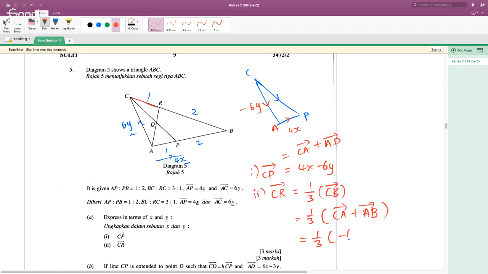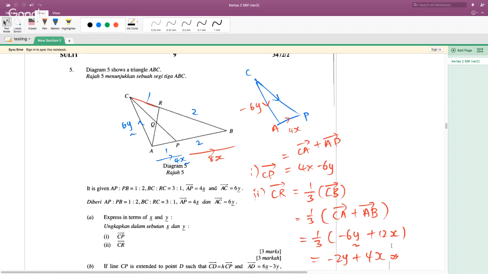CA is negative 6y. Very easy. Okay, and A to B. A to P, 1 ratio means 4x. So 2 ratio means 8x. So from A to B in total will be 12x. And then both divided by 3, you get negative 2y plus 4x. All right, very easy.